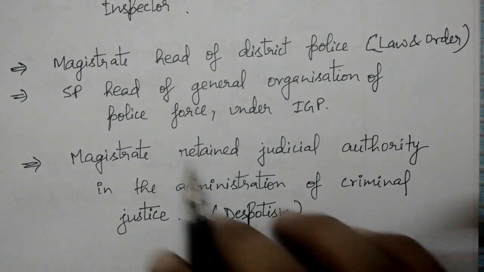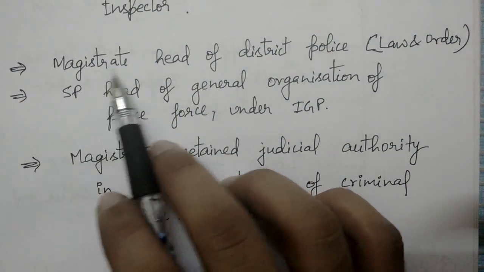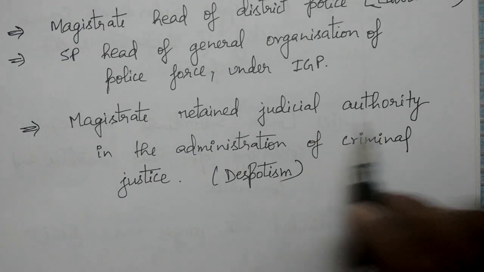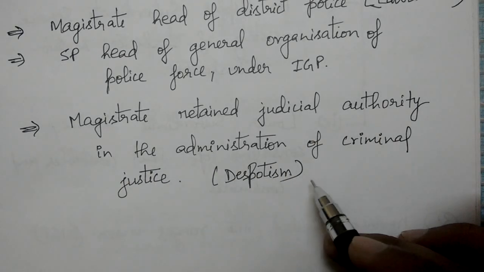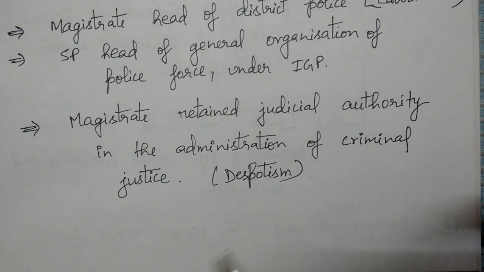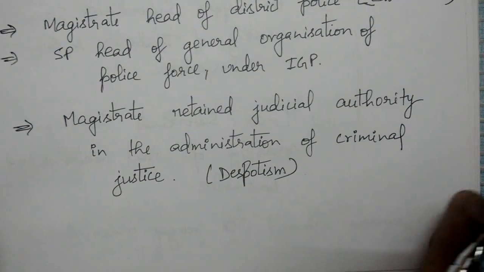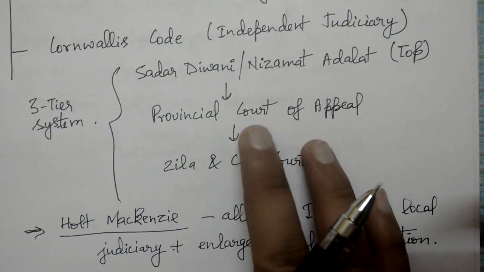but under the overarching power of the magistrate. And the magistrate retained judicial authority in the administration of criminal justice. So the district magistrate was almost despotic, like a Mughal emperor. This question also came.